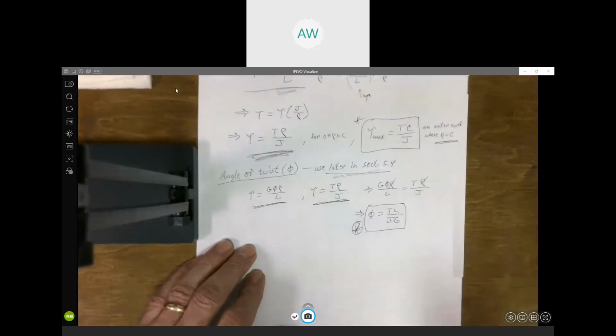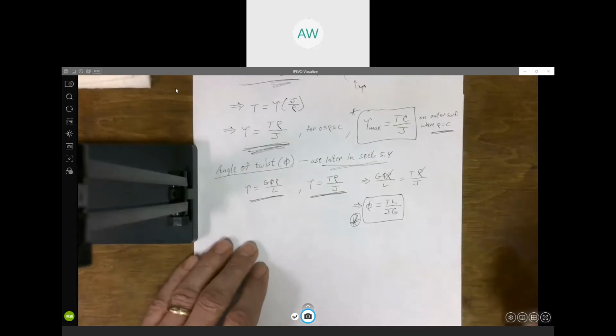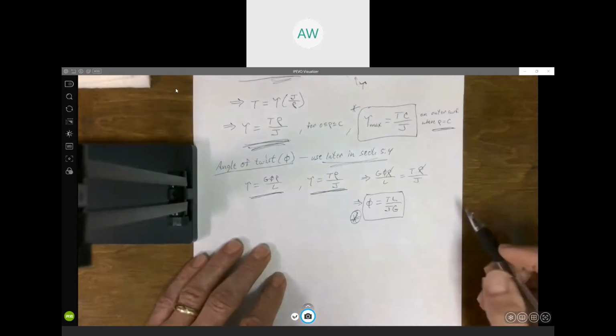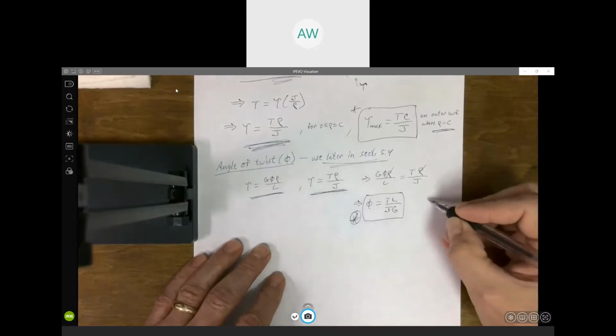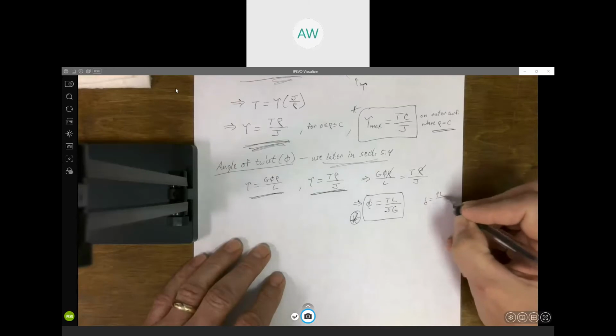Now, again, this is just FYI, just for comparison's sake. You remember we had this formula, delta, it's PL over AE.